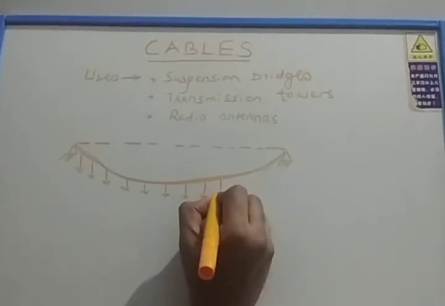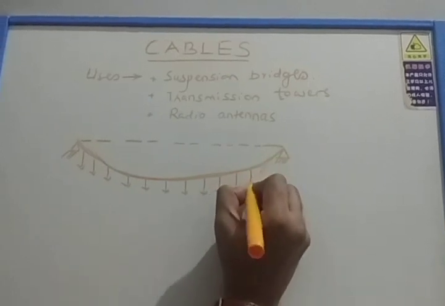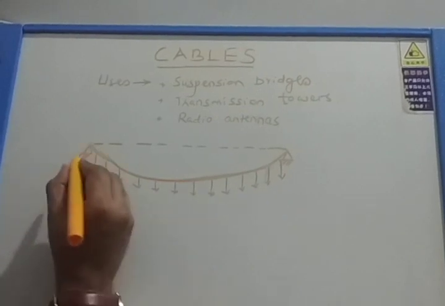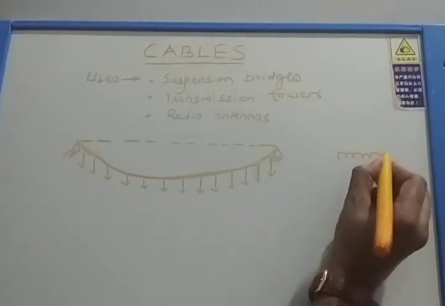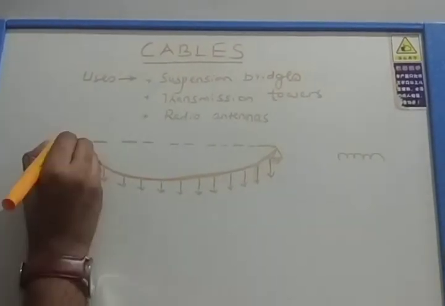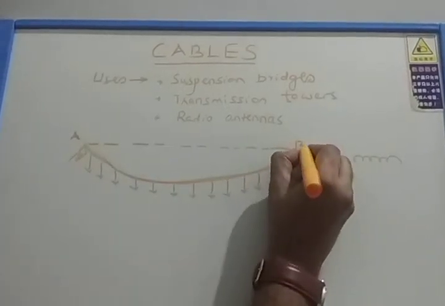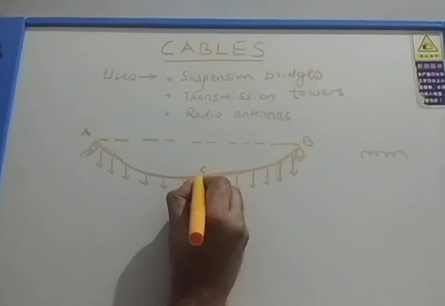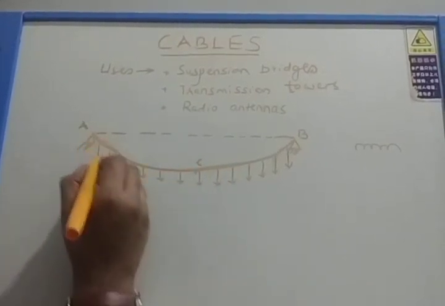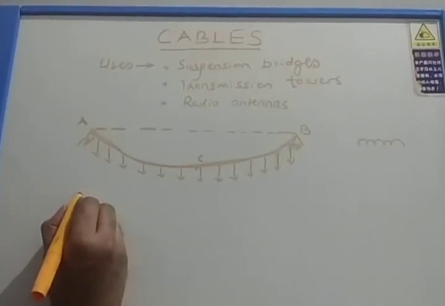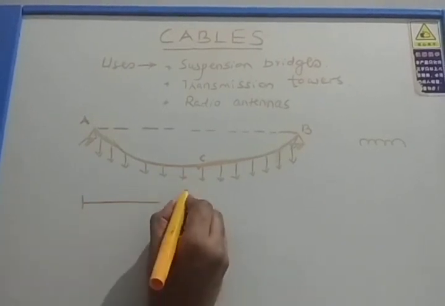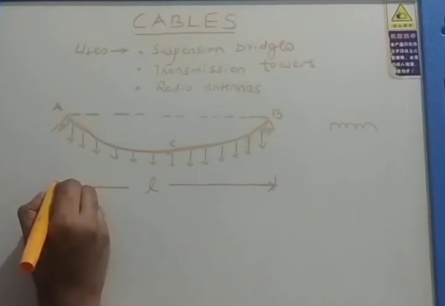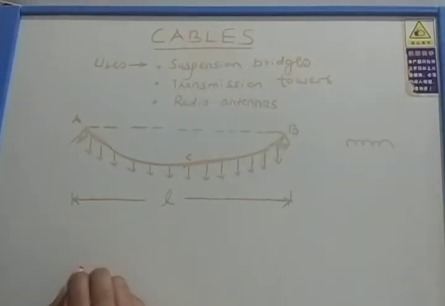So this is how you can show the uniformly distributed load, the usual conventional way of showing, like this also you can show. It is not a problem. So this is support A, this is support B, and the lowest point of the cable, I call this point C. This is the lowest point, and this cable has a span of L, that is the horizontal distance between center to center of the supports. I call this span.